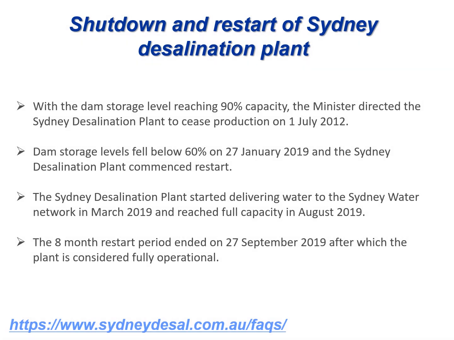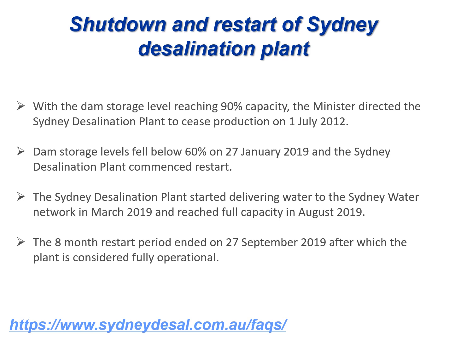So we have also another skill to operate the desalination plant. For example, consider a desalination plant that is initially operated and then completely shut down because the dam level increased to more than 80%, 90%. Depending on our surface water resources, we can try to stop, because seawater desalination is very energy intensive. When the dam storage level reached 90% capacity, the minister directed the desalination plant to cease production on 1st July 2012. Also, when the dam level was low, down to 60%, on 27 January 2019, the desalination plant commenced restart. So we have a shutdown plan and a restart plan.